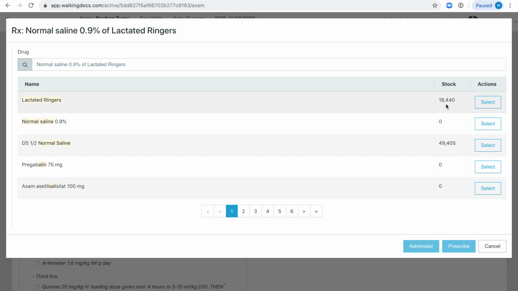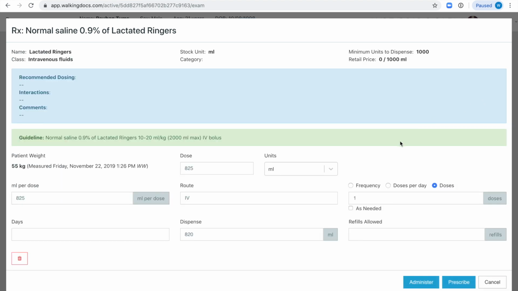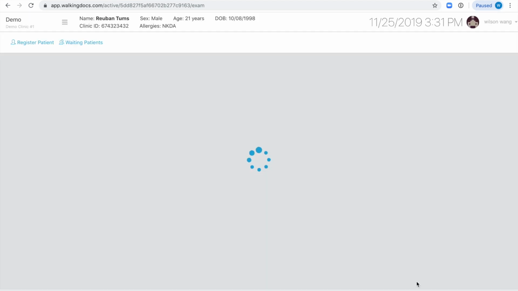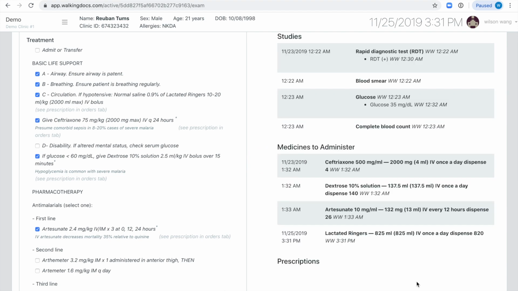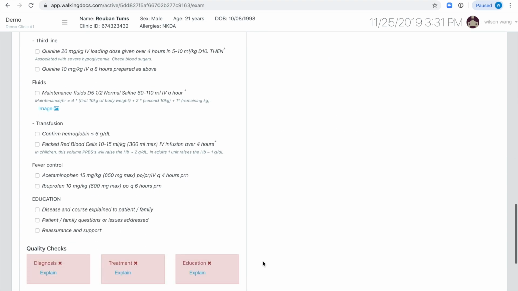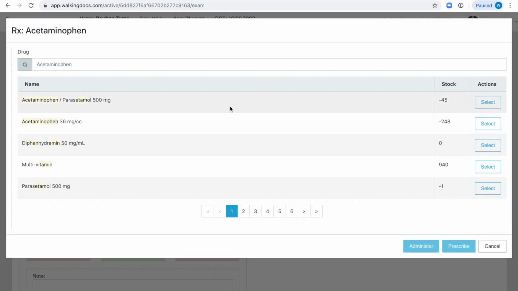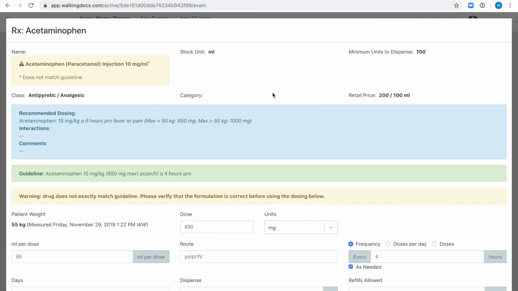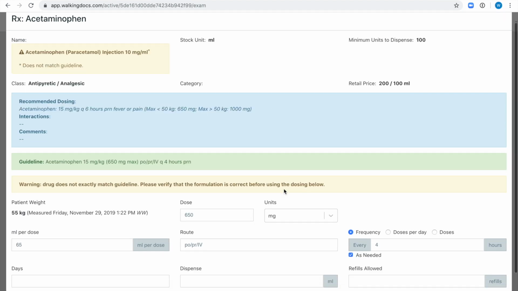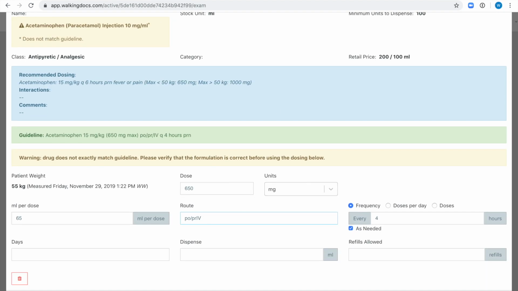Let's give lactated ringers because it's in stock. The correct dose is recommended and will administer. Similarly, the patient has fever, so we choose acetaminophen since it can be given through the IV and this patient is unconscious. We select the route of IV and we give a single dose.